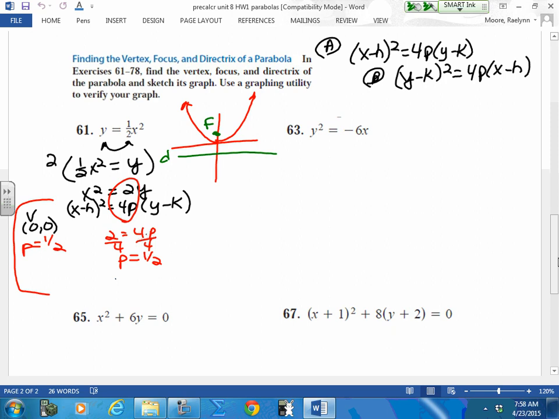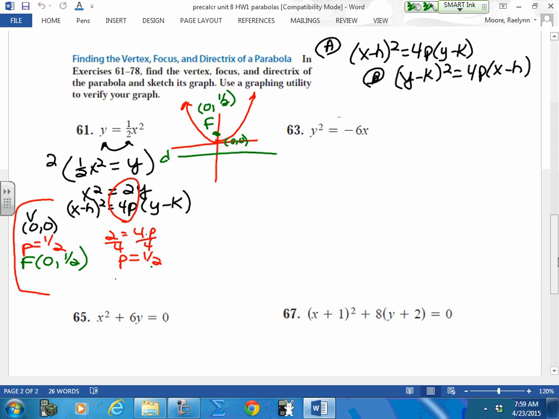Don't worry about the formulas. Use your vertex. Your vertex is at 0, 0. F is P units up from your vertex. So if I'm going up, what's changing, the X or the Y? The Y. So this point for my focus is going to be 0 up a half, 1/2. Oh, now I know my focus. 0, 1/2. Don't get hung up on those formulas, like H, comma, K plus P, or H plus P, comma, K. You've got to still think which is changing, vertical or horizontal.